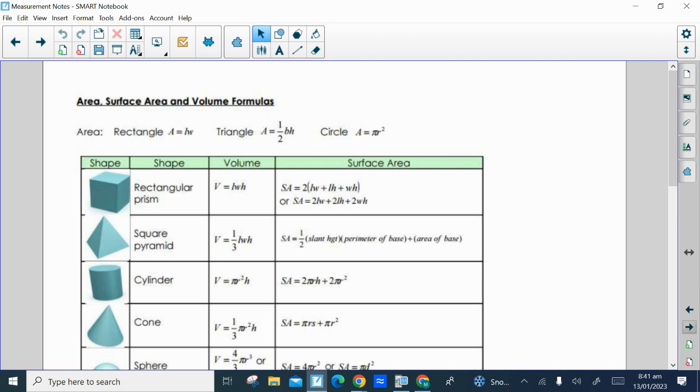When we talk about area, that's a two-dimensional thing that we're talking about. You can find the area of a piece of paper or of the top of your desk or of a floor or of a wall. Okay? When we get into surface area and volume, we'll be talking about three-dimensional objects. Things like prisms, pyramids, cylinders, cones, and spheres.